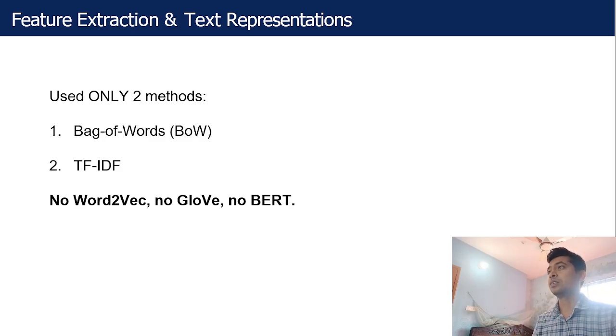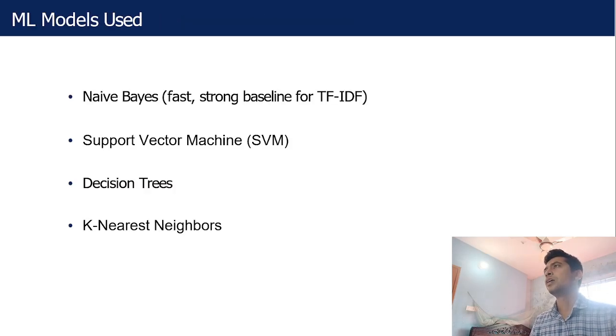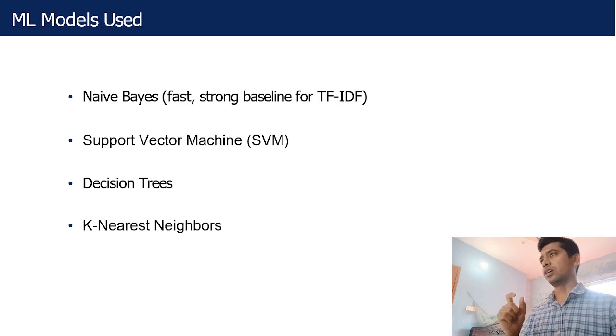They used only two feature extraction methods here. One is the bag of words, and the second one is the TF-IDF methodology. The machine learning models they used are naive Bayes, SVM, decision trees, and KNN. I have already explained what SVM, decision trees, and KNN are. Naive Bayes uses the regular Bayes theorem that we have studied earlier. A decision tree is a tree-based data structure that uses decisions to predict the outcome or output.